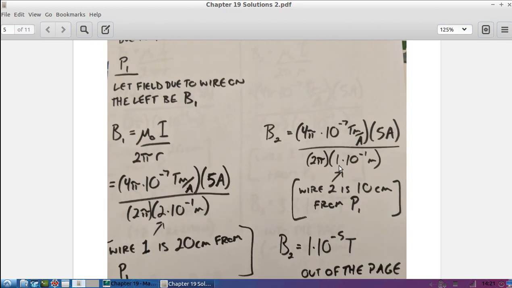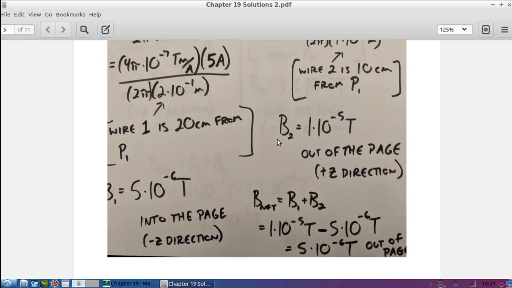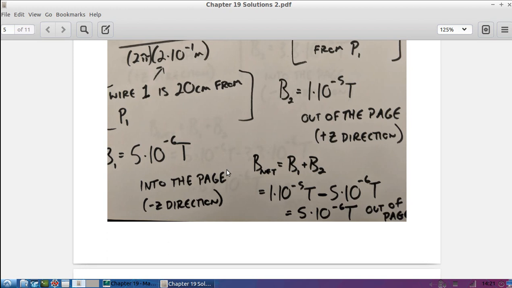It's half the distance from P1 as the left wire is, so I expect the field to be twice as strong. Now our right hand rule tells us that's out of the page, so that's the positive z direction. All right, so B net is going to be B1 plus B2, but I have to remember that B1 is negative. So it's actually B2, 1 times 10 to the negative 5 Tesla, minus B1, because B1 is into the page, the negative z direction.